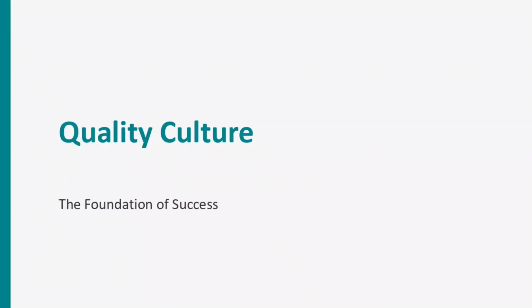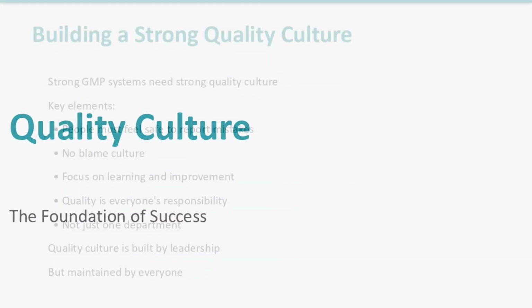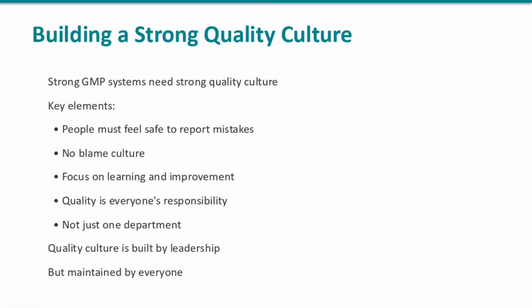Strong GMP systems require a strong quality culture. People must feel safe to report mistakes and deviations. Quality is not the responsibility of one department. It belongs to everyone in the organization. Quality professionals must be comfortable making uncomfortable decisions, especially when quality standards are at risk.